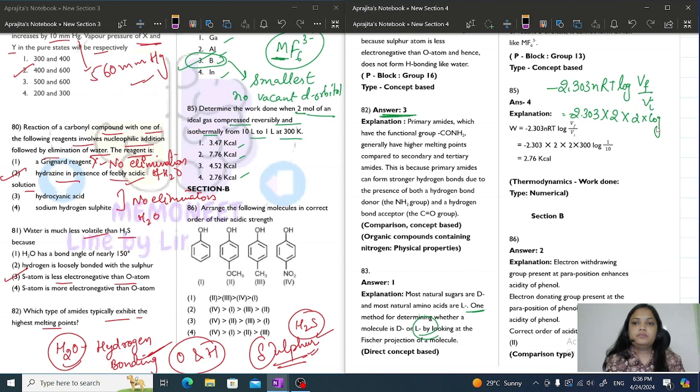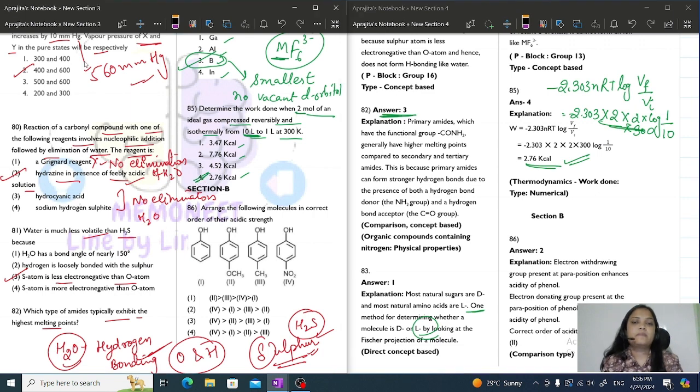Final is 1 liter and initial was 10. So we will be solving these values. Of course, temperature is 300. So we will be solving it, and it will be coming out 2.76 kilocalories. So that is the answer, option number 4.